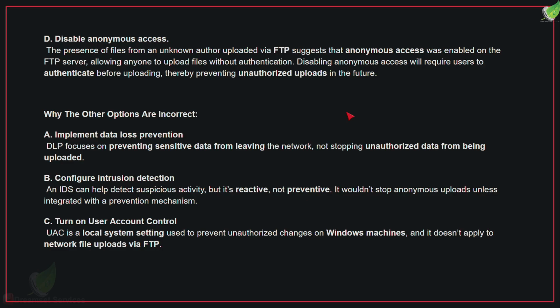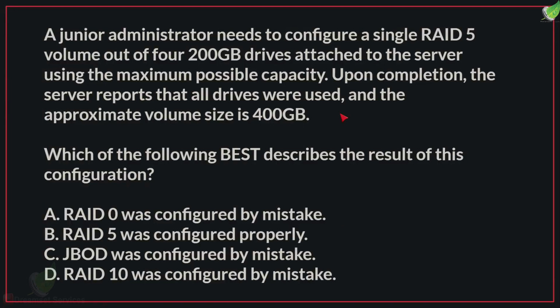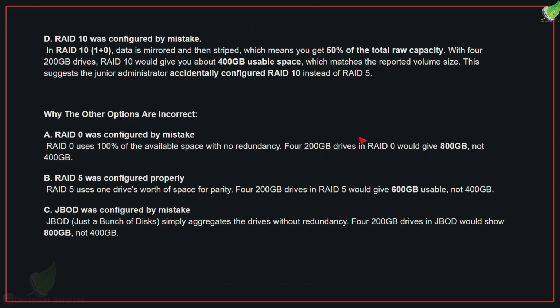Disable anonymous access. A junior administrator needs to configure a single RAID 5 volume out of 4 200 GB drives attached to the server using the maximum possible capacity. Upon completion, the server reports that all drives were used, and the approximate volume size is 400 GB. Which of the following best describes the result of this configuration? The correct answer is D. RAID 10 was configured by mistake.